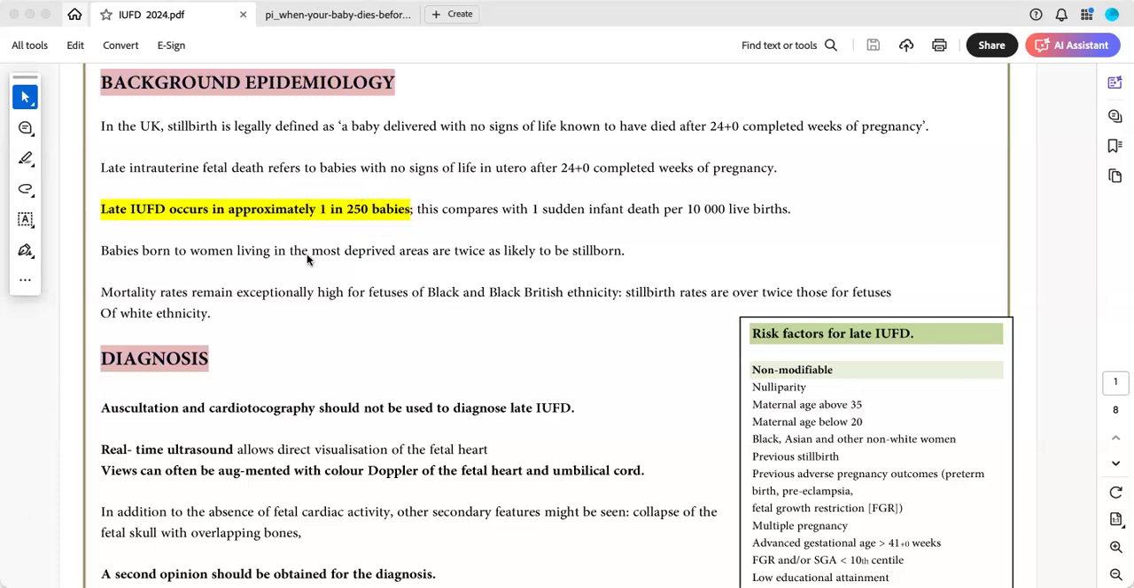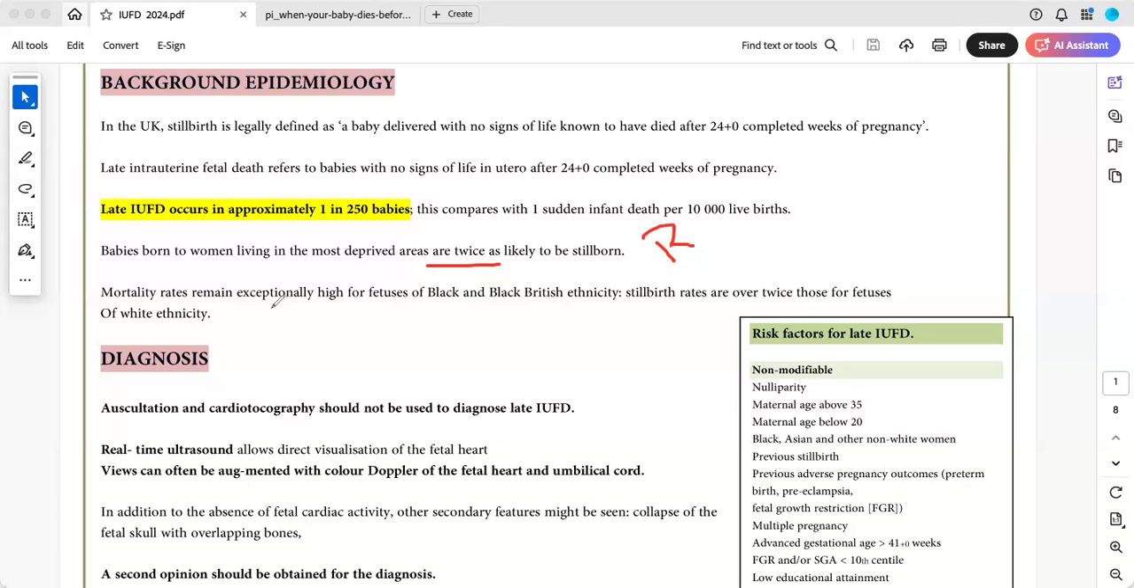Babies born to women living in the most deprived areas are more likely to be stillborn. This is again an exam question. If you compare the stillbirth rate in deprived areas to non-deprived areas, the rate in the deprived area is a twofold increase.